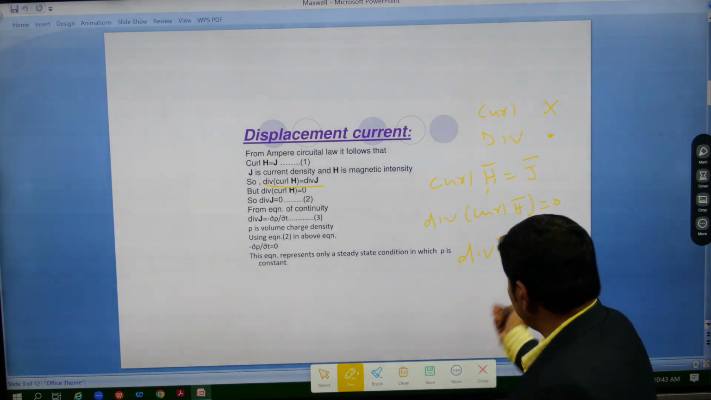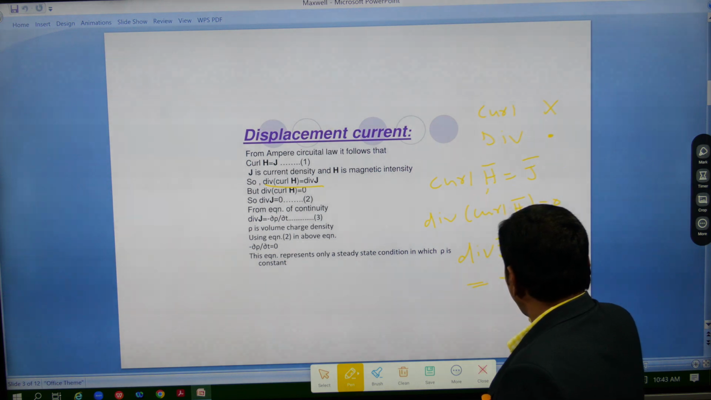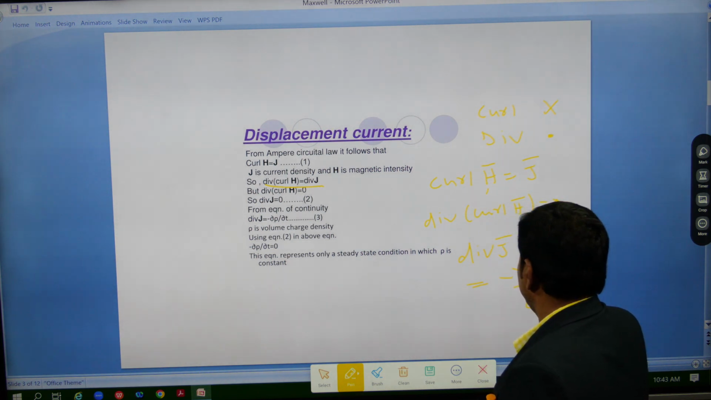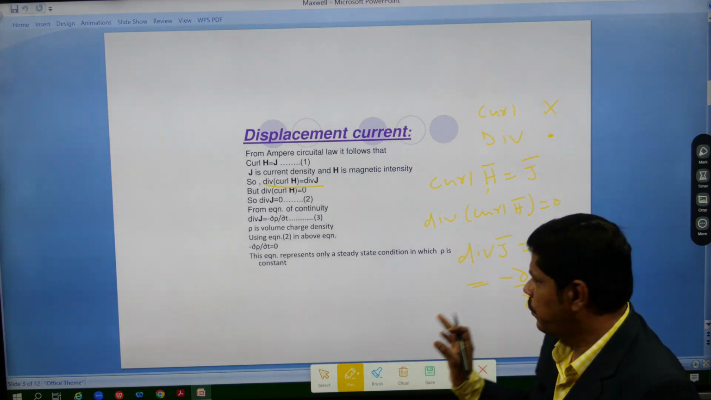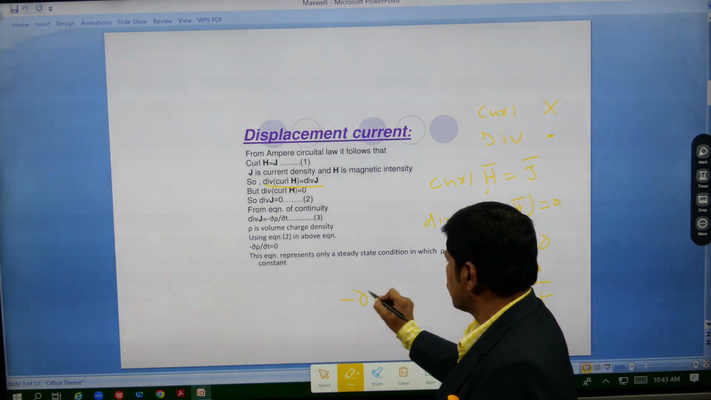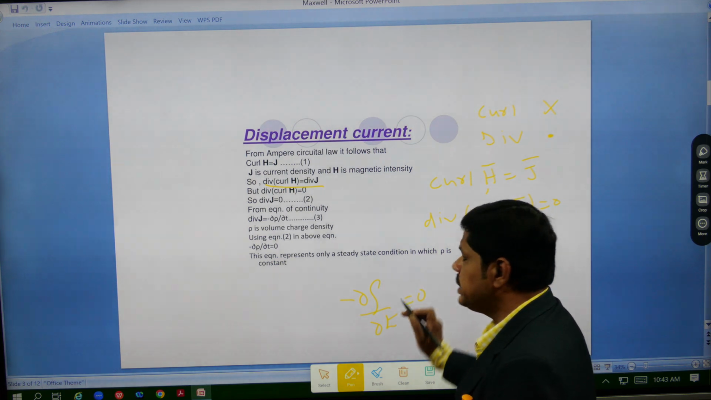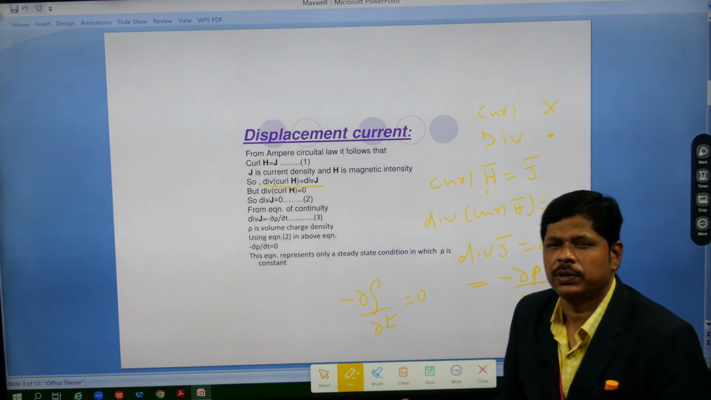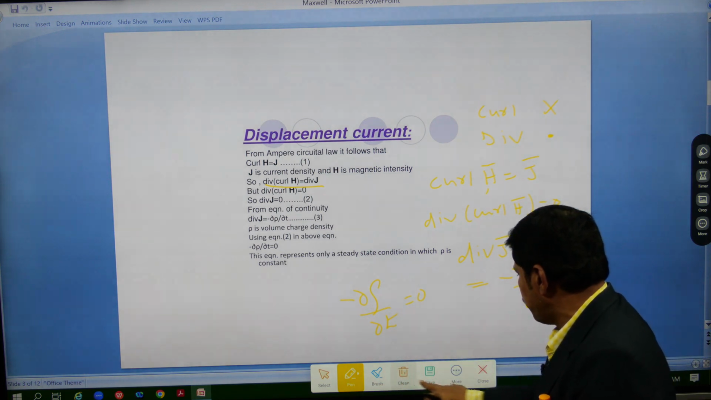But we know from the continuity equation that this is equal to minus dou rho by dou t, where rho is the volume charge density. So finally the equation takes the form minus dou rho by dou t is equal to 0. This equation is a steady state equation. Now let's see how Maxwell suggested the vector quantities for these equations.